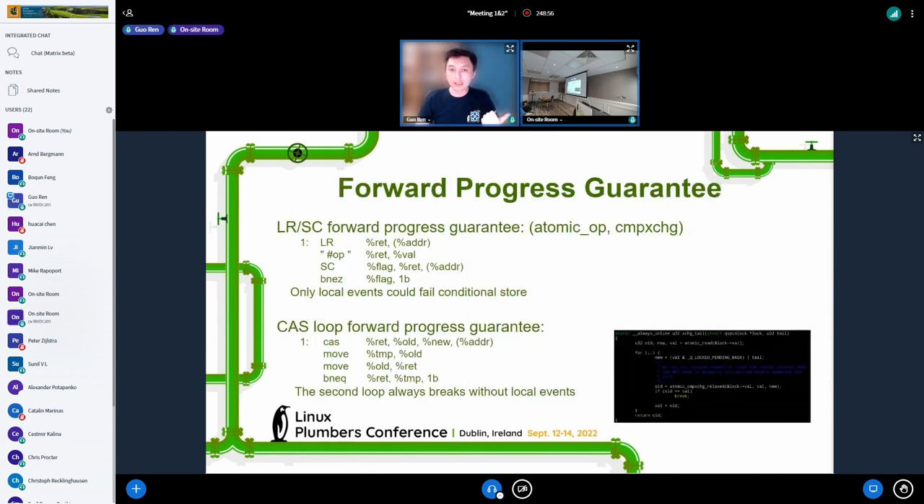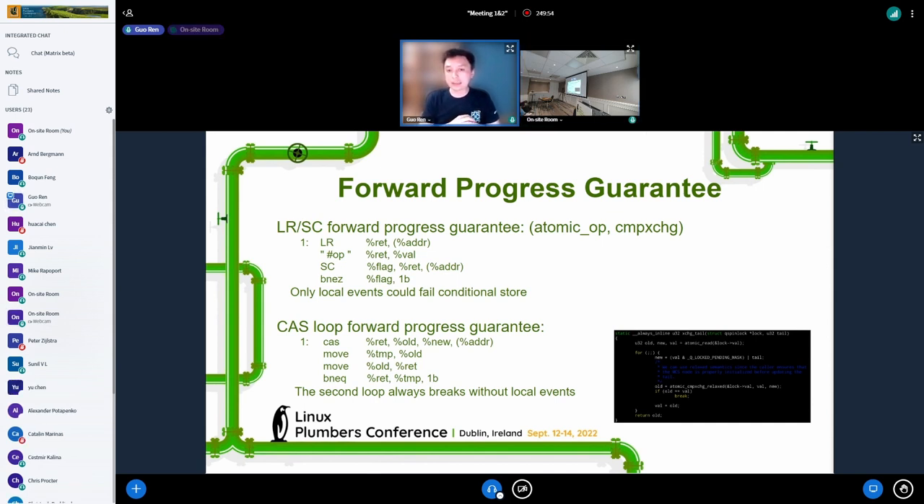And here I would talk about the forward progress guarantee. There are two concepts of the forward guarantee. First, we use the load reserve store condition to implement atomics. So we hope the atomic would have a strong forward guarantee, and then it will behave like an atomic. The forward progress guarantee means a strict forward guarantee. I mean, maybe only local events can cause a failed store condition, not cache concurrency, which cannot disturb it. So it's one concept. That means the store condition should not fail. Mostly success.